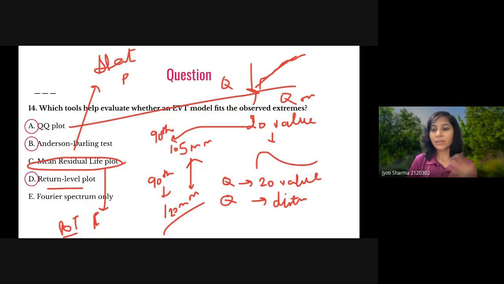Fourier spectrum is very different, and we are not actually much aware about this Fourier because it is not of use for EVT, extreme value theory models. So the answer will be ABD.